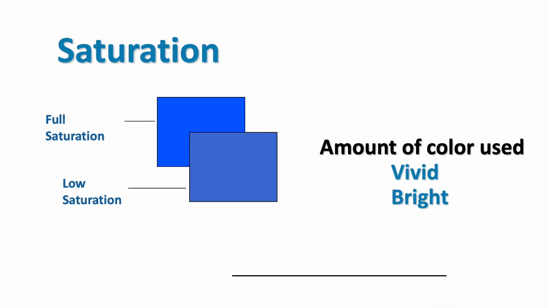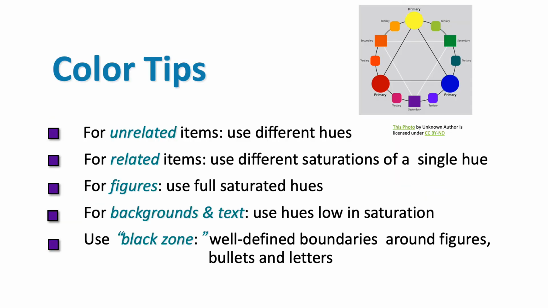Saturation is the amount of color used. So full saturation, and if you have a really good monitor, this is easy to see. This back image here is what we call full saturation. The front image is lower in saturation. So when we're talking about saturation, it's more vivid, it's more bright. The low saturation would be a little bit more dull, a little bit more grayed out, if you will. So we like really vivid, bright colors full of saturation.